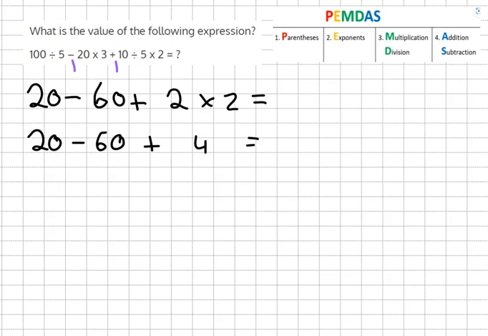And then from subtraction and addition, we go from left to right. So 20 minus 60 equals minus 40, plus 4. And that will give us our final answer. Minus 40 plus 4 gives us minus 36.